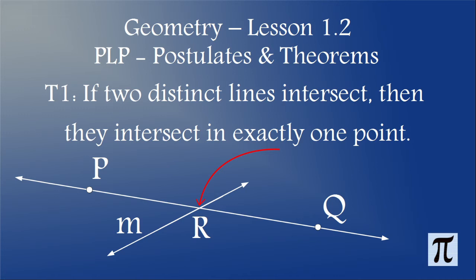Here's our friend, line PQ that we've seen before, and line M, intersecting at point R. We have two distinct lines that are unique and different. They intersect, and they intersect in exactly one point. In this case, it's point R.